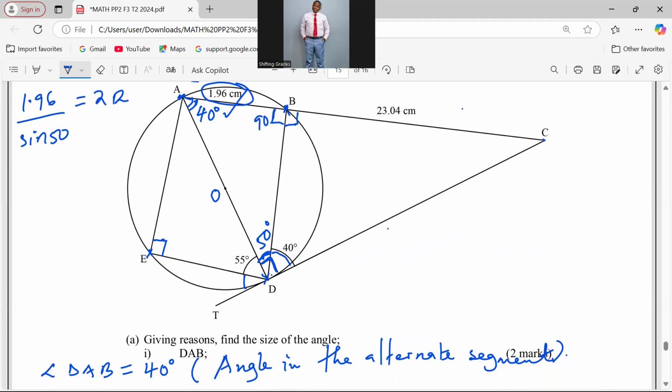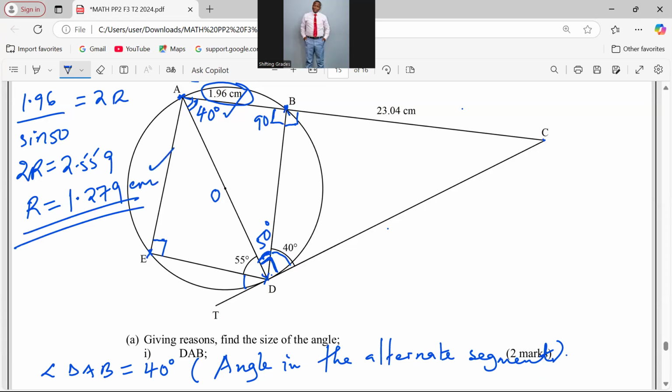Therefore, 1.96 divided by sine 50 is equivalent to 2r, in other words, the value of 2r will be 2.559. So that r itself will be, after dividing by 2, 1.279, to 4 significant figures correctly.